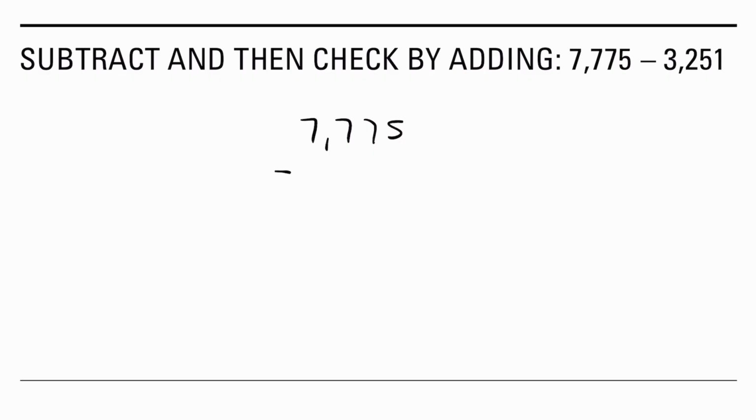7,775 minus 3,251. And so same process, 5 minus 1 is 4, 7 minus 5 is 2, 7 minus 2 is 5, 7 minus 3 is 4. And so we get 4,524.